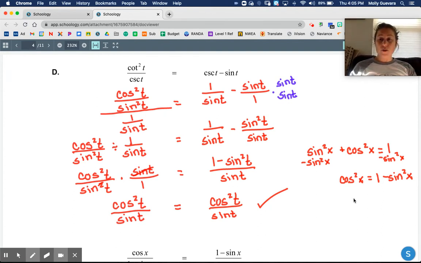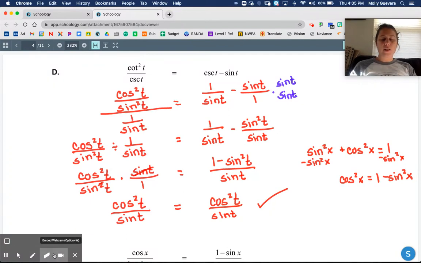So again, sometimes you have to work on both sides, and like I said, it happens more often than not when you have 2 terms on one side and 1 term on the other. Not always, but sometimes.